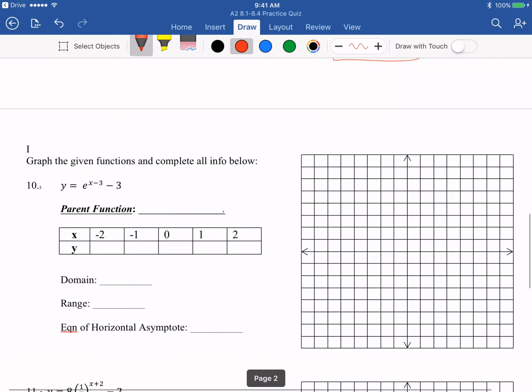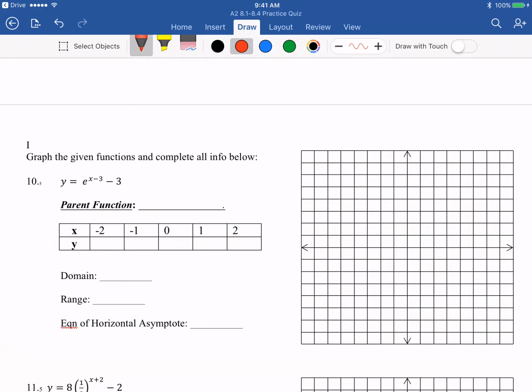All right, going on to number 10. These are the graphing ones, 10, 11, and 12. These are a little bit trickier. For number 10, I always like to start with the parent function first, so I get y equals e to the x. I already have these x values for you: negative 2, negative 1, 0, 1, and 2. The e ones are just as easy as plugging these into your calculator. If we plug in e to the 0 power, anything to the 0 power is 1, so we get 1.